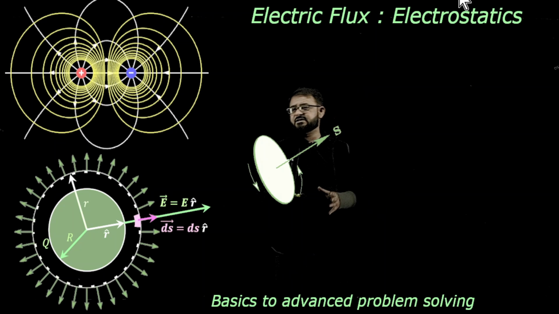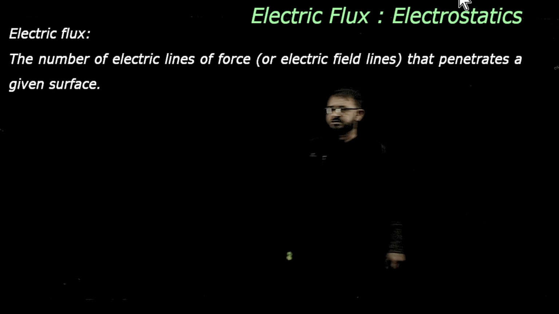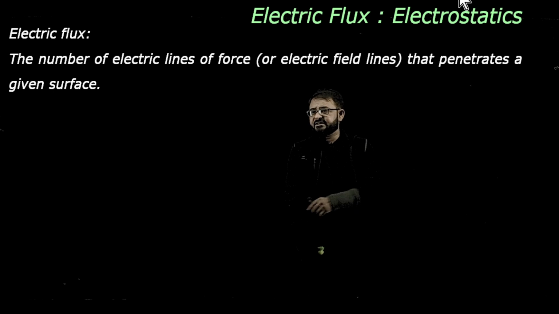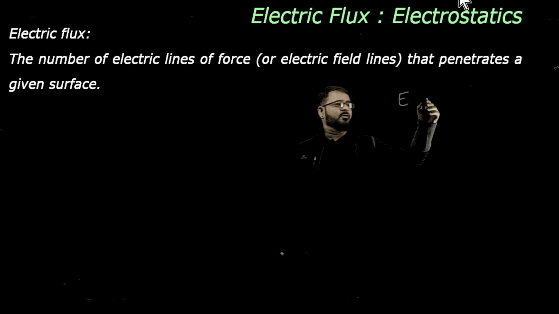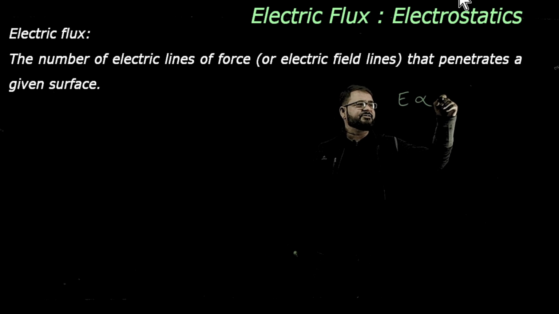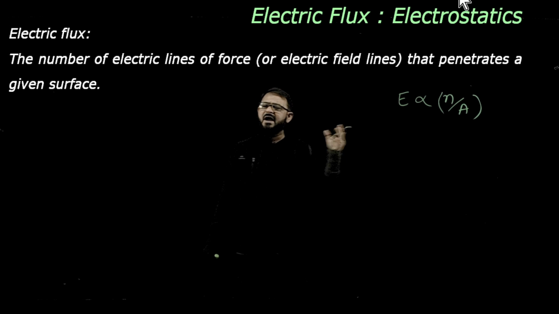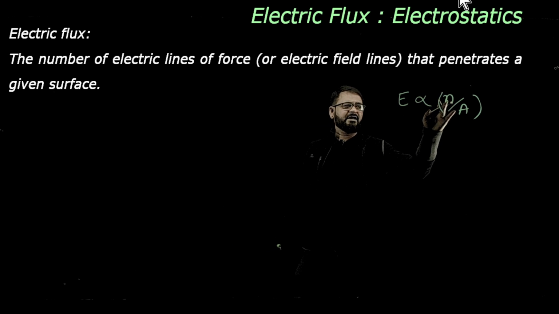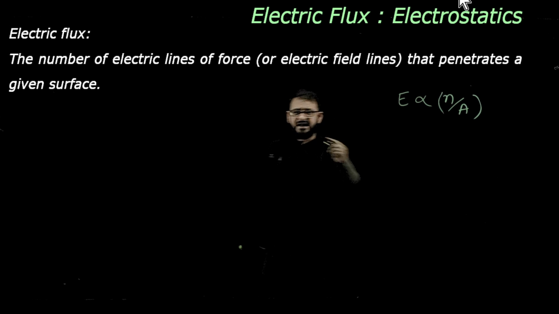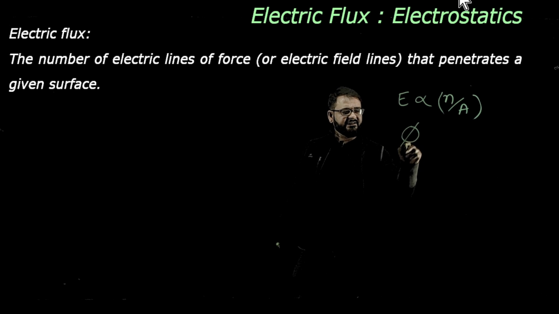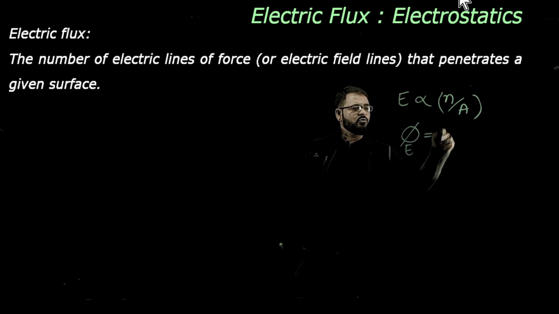Today we are going to discuss a very important concept in electrostatics, that's electric flux. Electric flux we define as the number of electric lines of force that penetrate a given surface area. We already know that the electric field magnitude is proportional to the number of field lines per unit area. And we define electric flux as phi E is equal to E dot A.